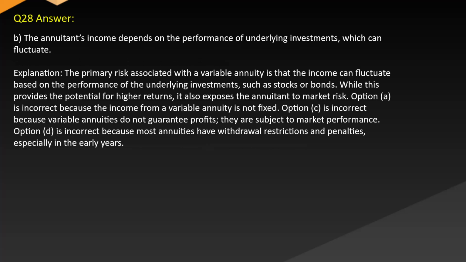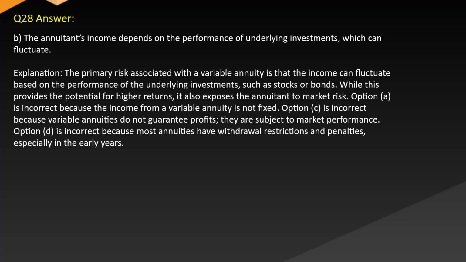Answer: B. The annuitant's income depends on the performance of underlying investments which can fluctuate. Explanation: the primary risk associated with a variable annuity is that the income can fluctuate based on the performance of the underlying investments, such as stocks or bonds. While this provides the potential for higher returns, it also exposes the annuitant to market risk.